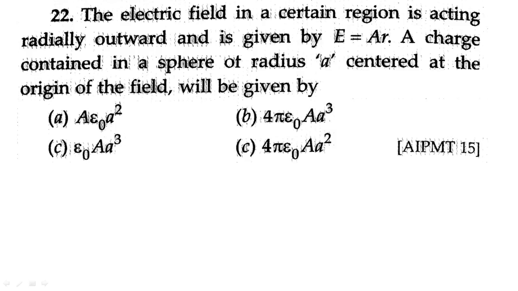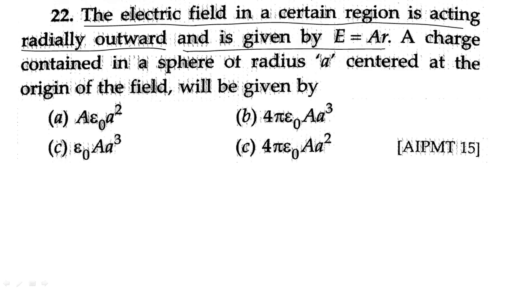Hello everyone, we are solving a question from AI Preempt 2015. The question says the electric field in a certain region is acting radially outward and is given by E = Ar. A charge contained in a sphere of radius a centered at the origin of the field will be given by.